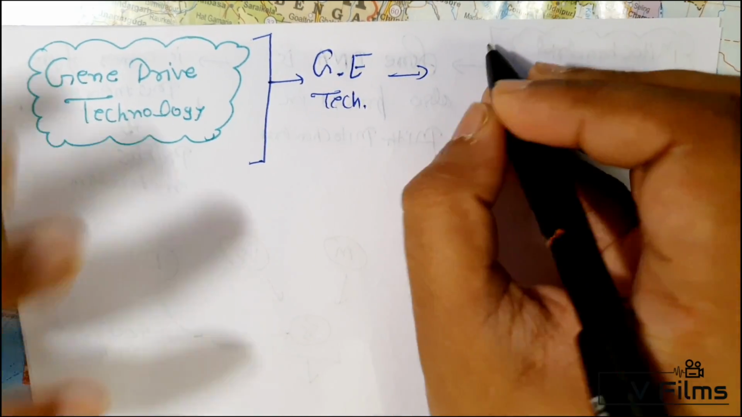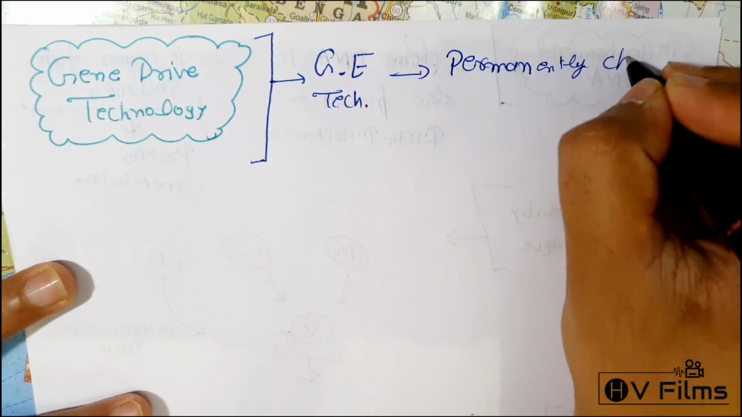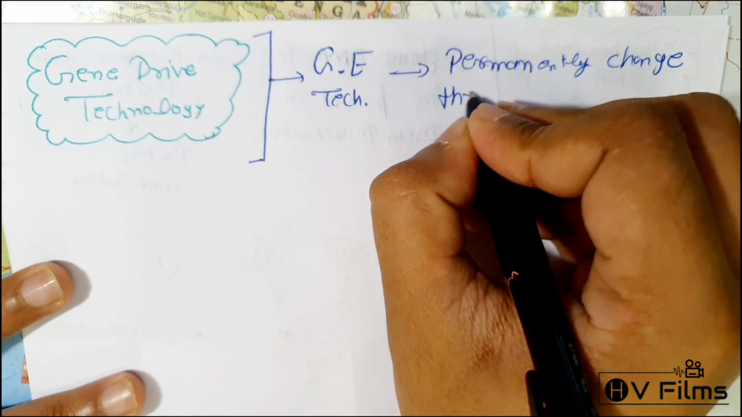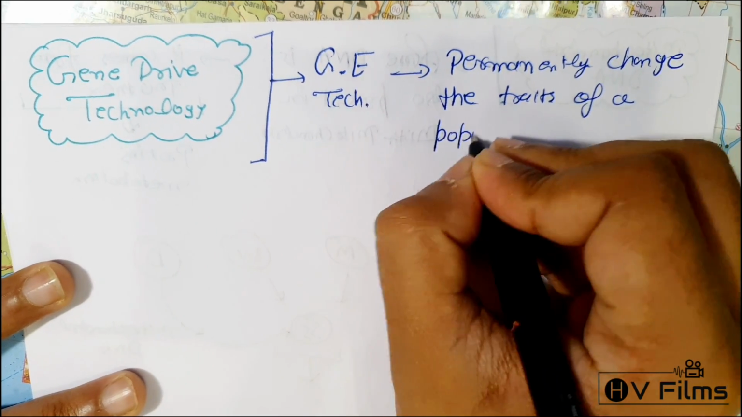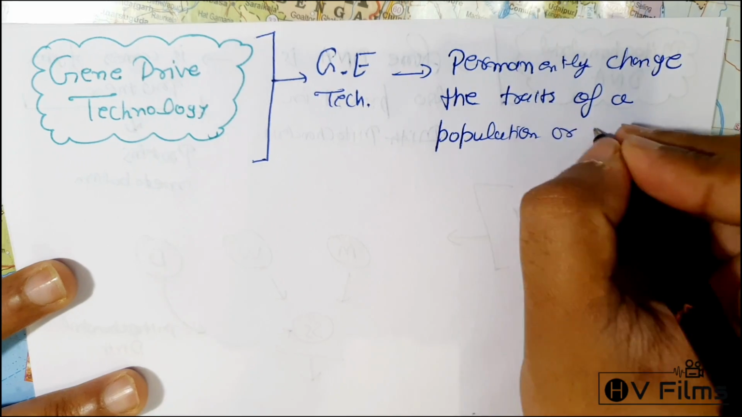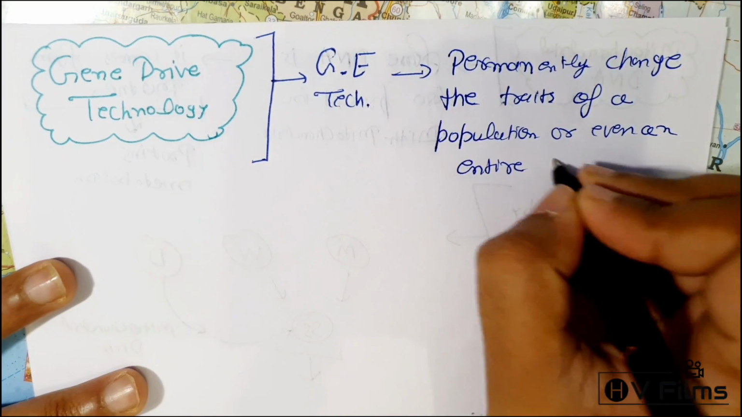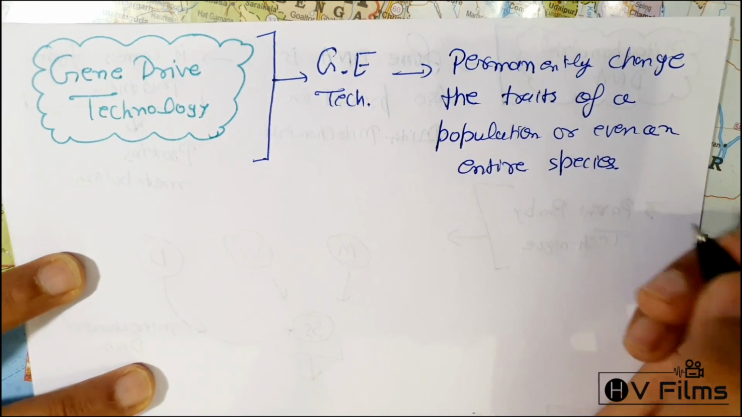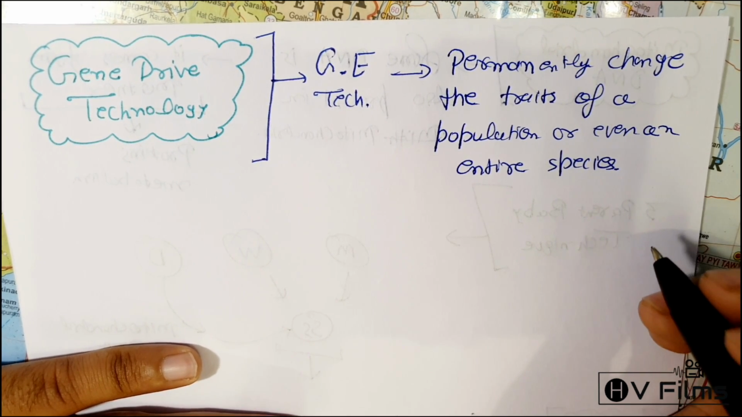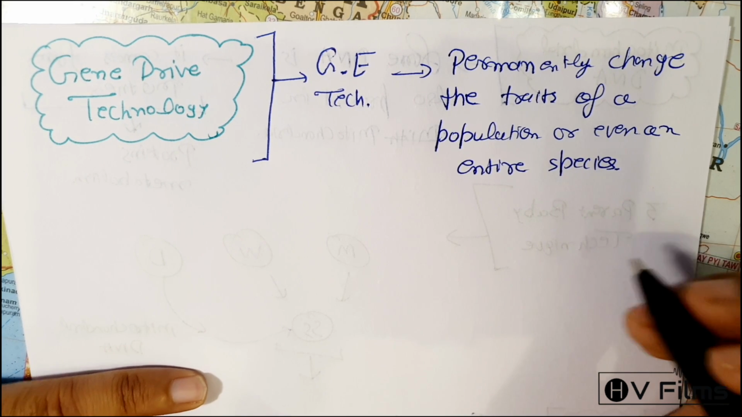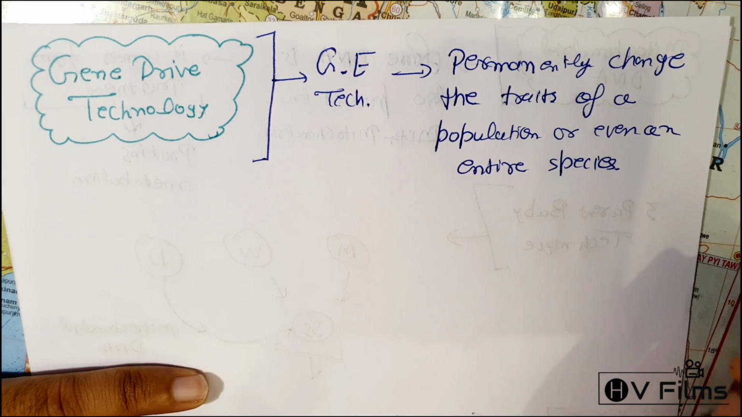So it can permanently change the traits of a population or even an entire species. This is what we call gene drive technology. Gene drives are genetic elements that pass from parents to an unusually high number of their offspring, and thereby spread quickly.